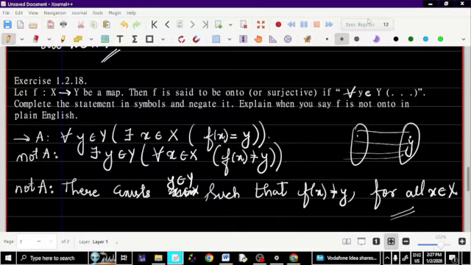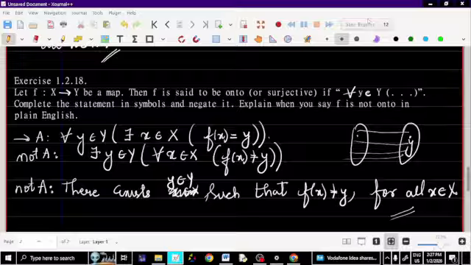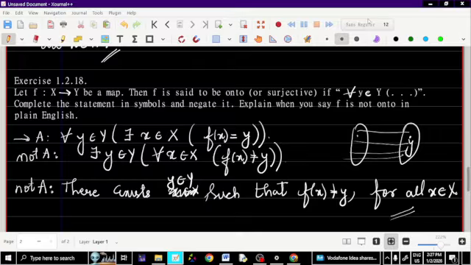Okay, so this completes this section 1.2. So in the next video, I'll jump to section 1.3, that is compound case.